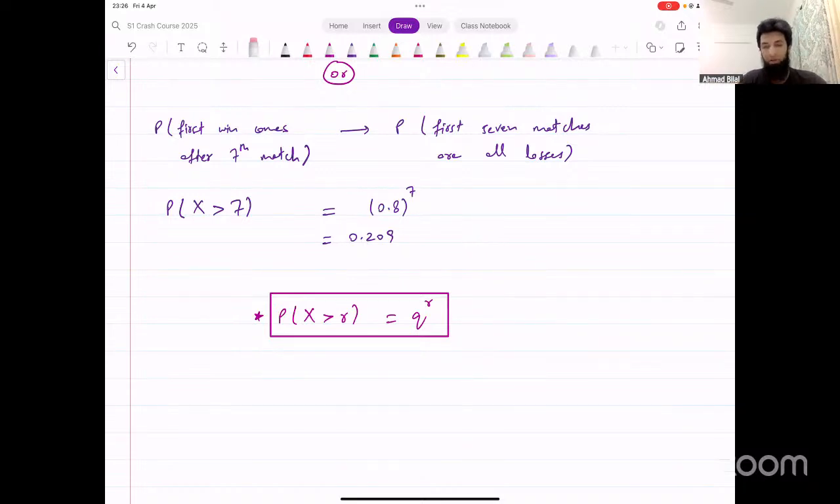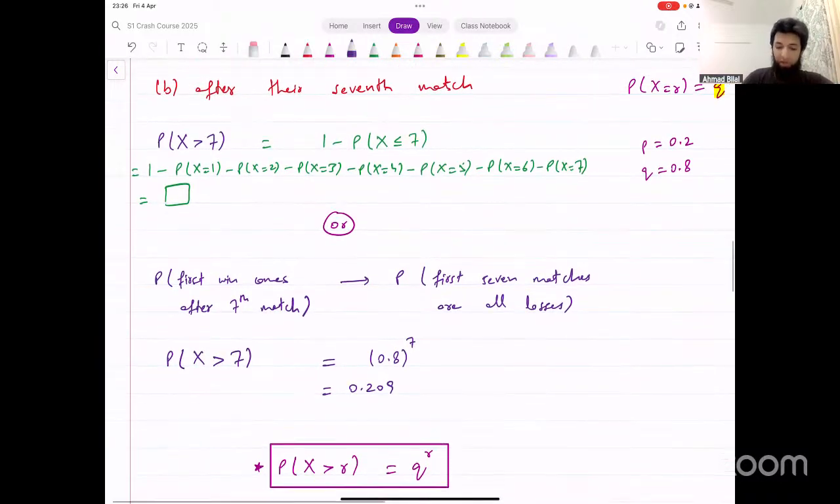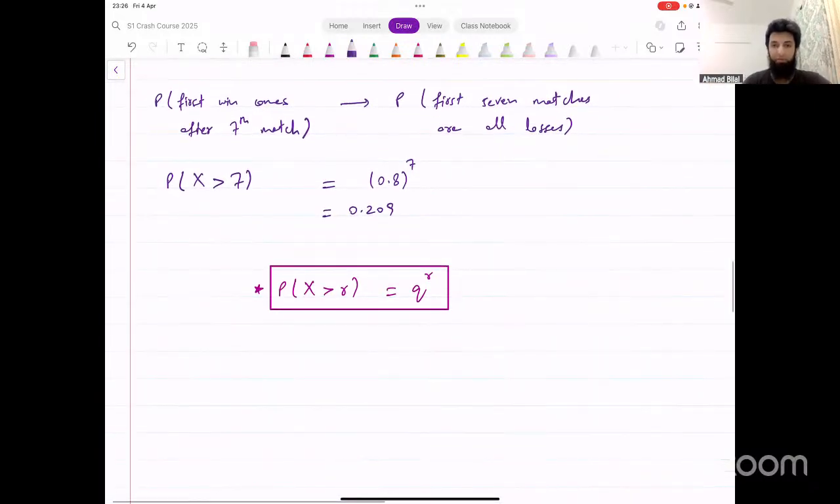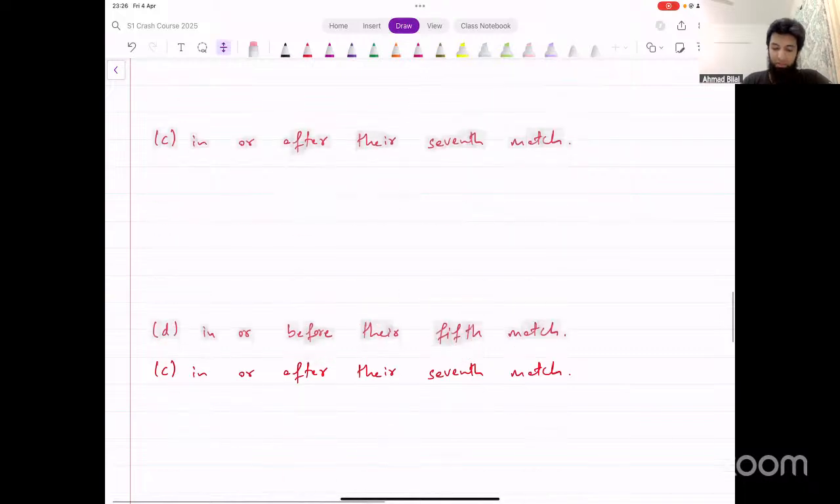Every other variation of inequality, for example if you have greater than or equal to, less than or equal to, less than, we will do them directly, okay? But this one formula we're going to remember, okay? Probability of X greater than r is equal to q raised to power r. Okay. Now, let's look at the next example.